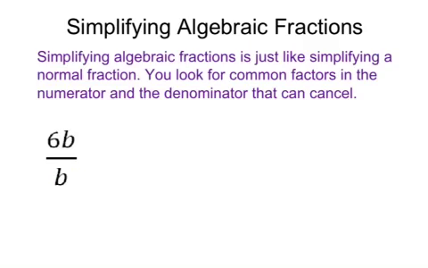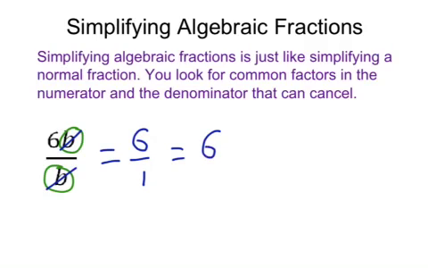The next example is 6b over b. Again, we are looking for things that are on the top and bottom that we can cancel. Looking for common factors. Well, there is a b on the top and a b on the bottom, so we can cancel those together, which leaves us with 6 over 1, which is just 6.